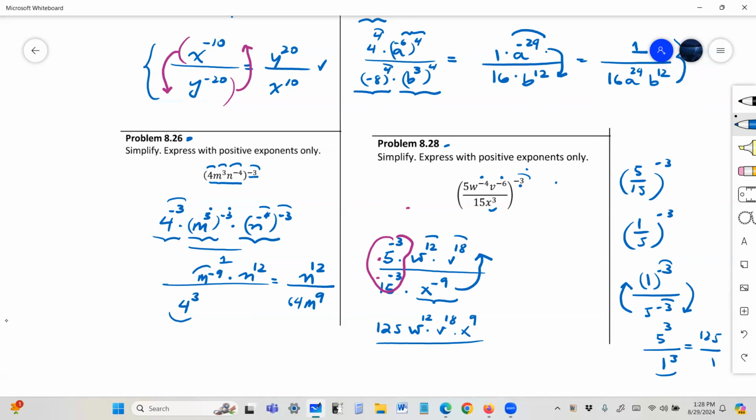Now, let me just say one thing that I didn't mention before, but I'm sure you are aware of this. The order of these factors does not matter. Normally, we write the numerical answer first, and then you could write, if you want, X9, V18, W12, if you want. So this is correct. This is also correct. The order of these factors does not matter. We just normally write the numerical answer first, the number first, and then the variables after.